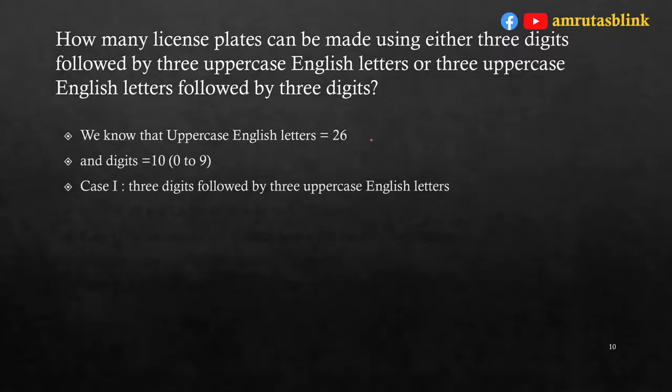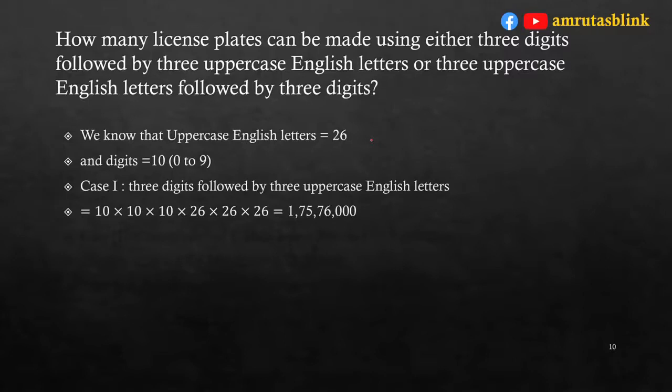Now case 1 is 3 digits followed by 3 letters. So the total number of choices will be 10 into 10 into 10, that is for 3 digits, and for 3 uppercase letters again 26 into 26 into 26. So if you do this multiplication you will get 1 crore 75 lakhs and 76,000.